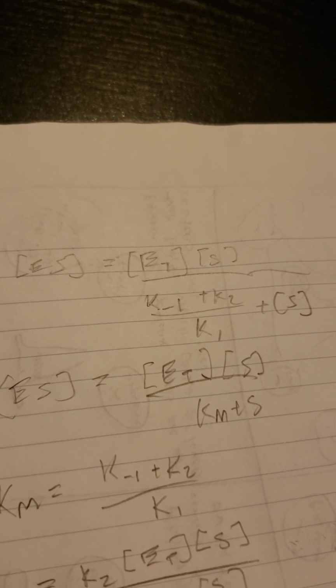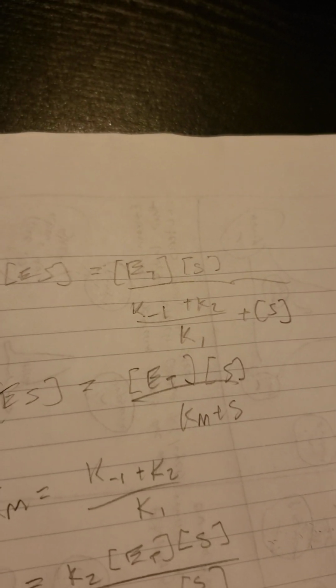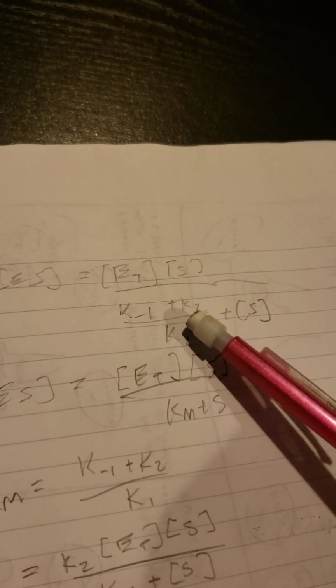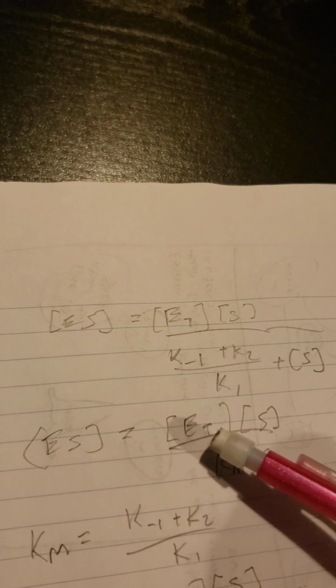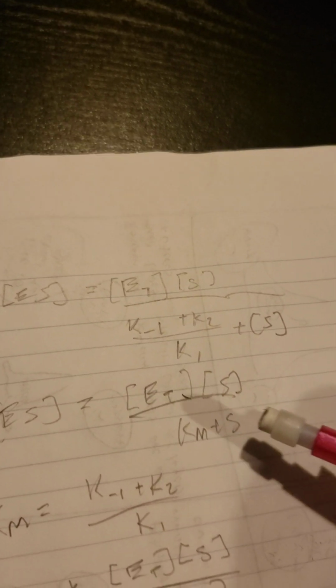Moving on to the second part of the derivation, where we're trying to incorporate the Michaelis constant Km. We're not there quite yet, so we have ES equals ET times S divided by K minus 1 plus K2 divided by K1, plus S. Based off of the previous equation that Km equals K minus 1 plus K2 over K1, we can substitute that into here and we get ES equals ET times S over Km plus S.